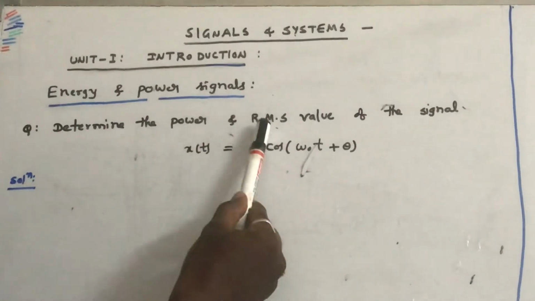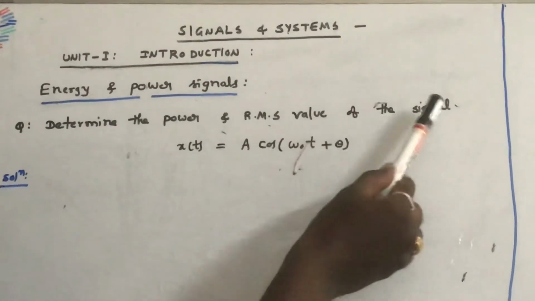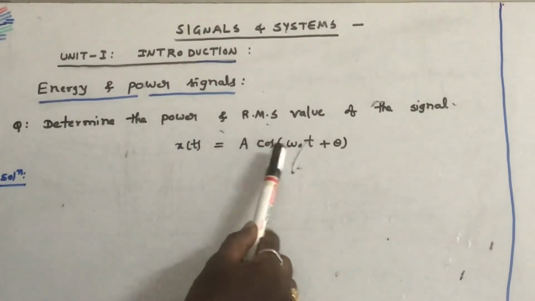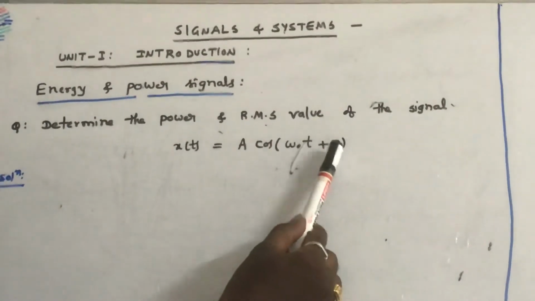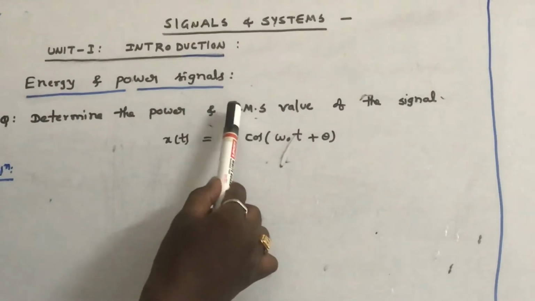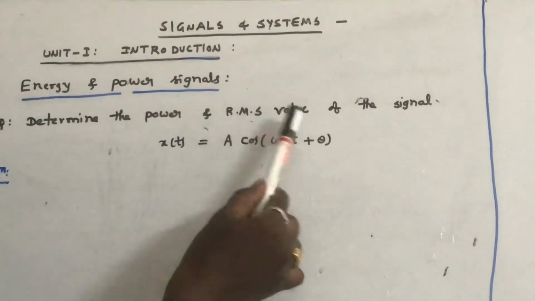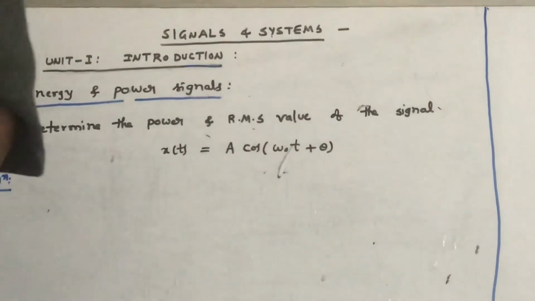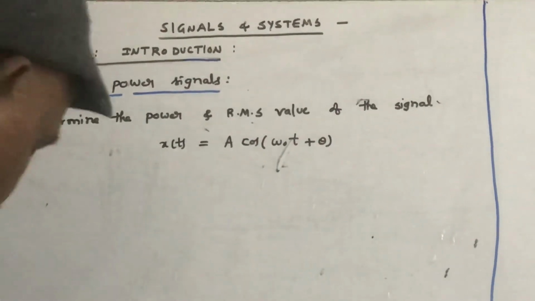Determine the power and RMS value of the signal x of t is equal to A cos omega 0 t plus theta. We have to find out what is the power of this signal and RMS. As you know, RMS means root mean square value of this signal. So first, let us see how to solve this question.